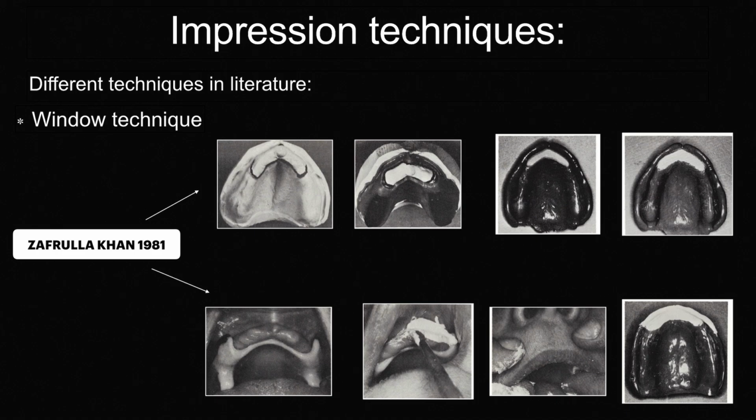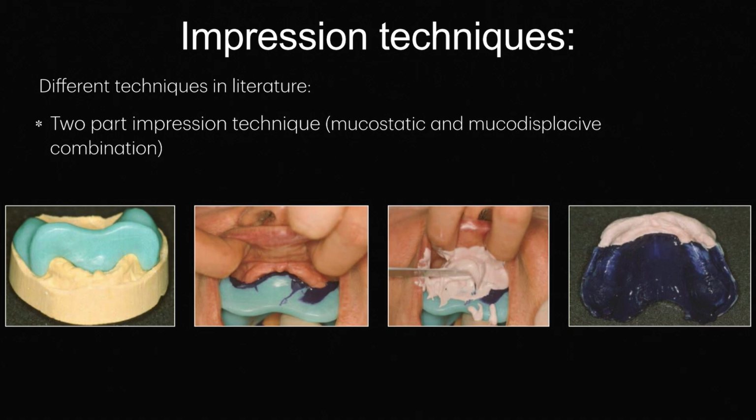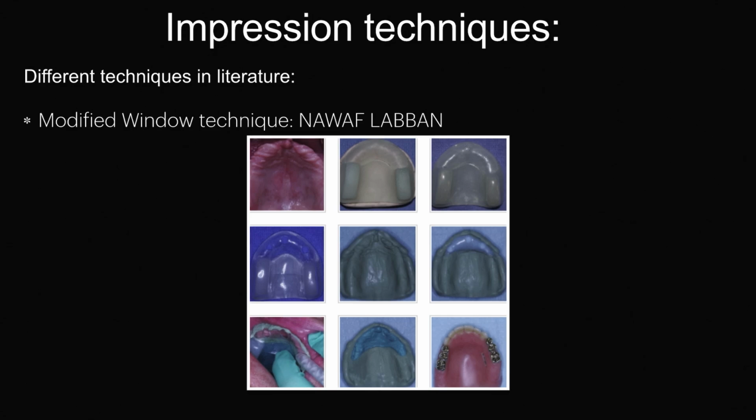Next is the Zafarullah Khan technique, which is a modification of window technique where mercaptan and impression plaster are used, and in cases where labial vestibule is short, labial flange is removed. This is the two-part impression technique, the modification of window technique where light body and impression plaster is used. Another modification of window technique is where polyethylene sheet is heat pressed over the custom acrylic tray. This was basically to support the light body which is used for flabby tissue recording.